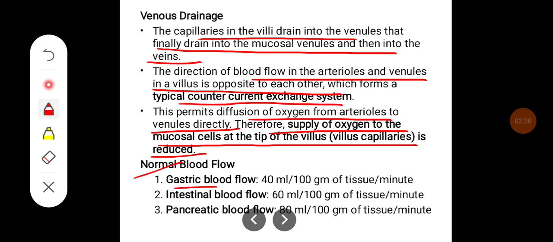Normal gastric blood flow is around 40 ml per 100 gram of the tissue per minute. Intestinal blood flow is around 60 ml and pancreatic blood flow is around 80 ml.